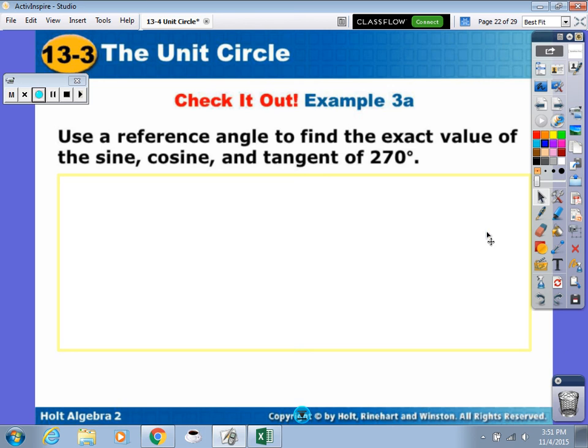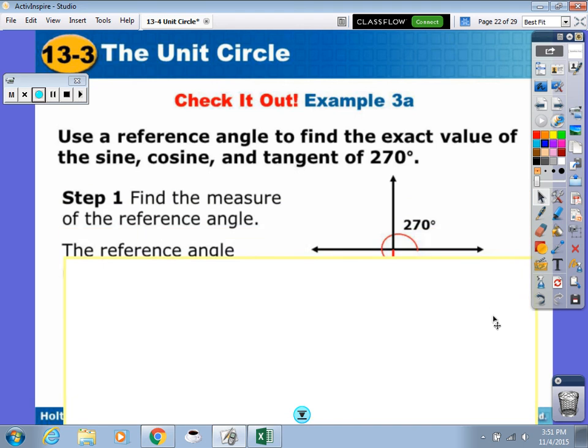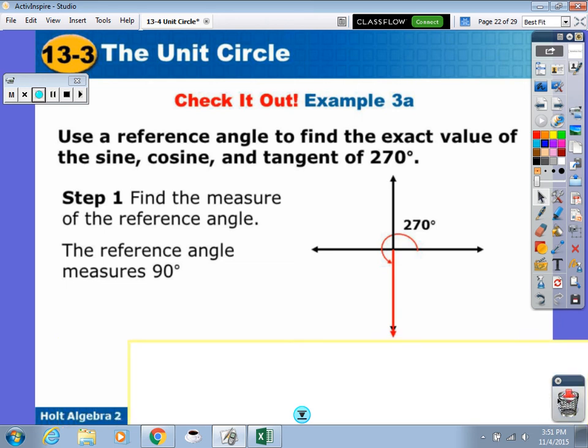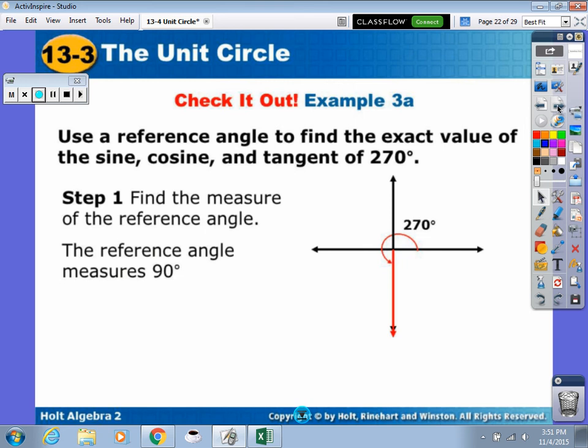Okay, 270 degrees is down at the lower part of the coordinate plane, so it's exactly on the y-axis. We know it's facing down. The sine on that side is negative, and cosine is actually a very special case down there.